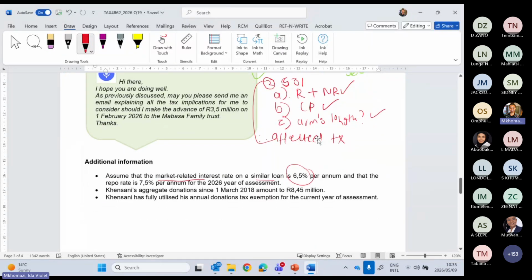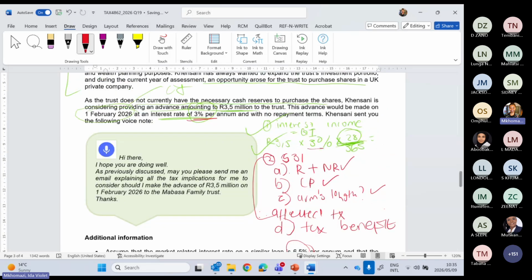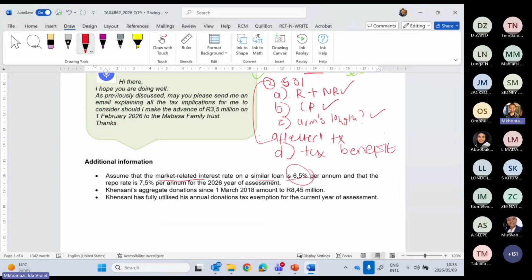Then, since it's an affected transaction, you need to determine if it leads to a tax benefit. The answer to that is yes, there is a tax benefit, because Kensani gets the benefit of including in his gross income the interest at a low interest rate of 3%, as opposed to including it at a market-related interest rate of 6.5%. So at the end of the day, he would include a lower amount of interest in his gross income.